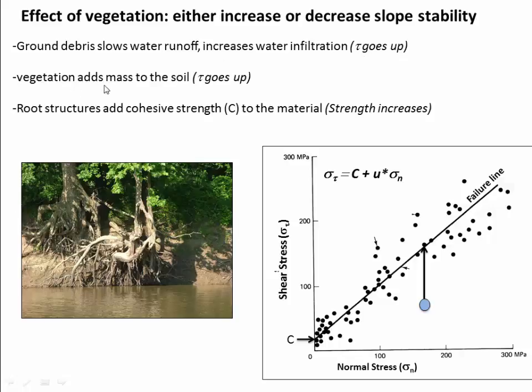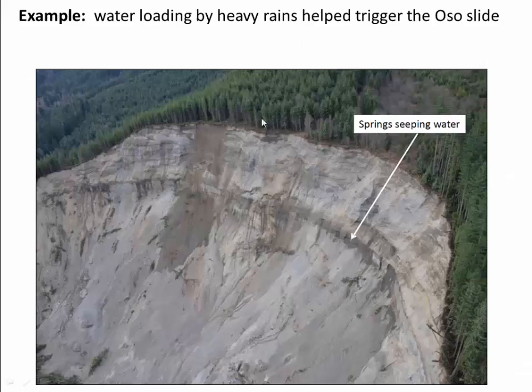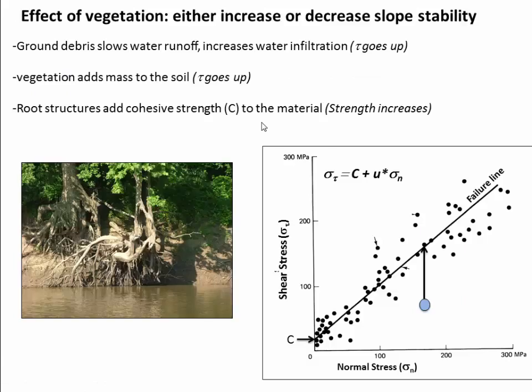Of course, vegetation itself also has mass. If we look at this slope that failed at Oso, these trees actually weigh something, so they can add to the mass and the shear stress. But then on the other hand, root structures actually add cohesive strength. So in many cases, roots can act to hold together a bank. They can add extra cohesive strength, which might actually prevent landslide failure.